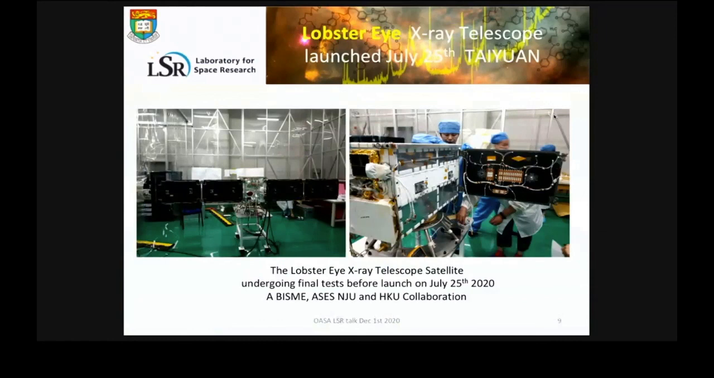So that's a picture of the satellite. We have a model in our Laboratory of Space Research, but that's the actual satellite itself. It was being finalized in Shanghai before being shipped to Beijing and then onto the launch site to the west of Beijing for launch on July 25th.